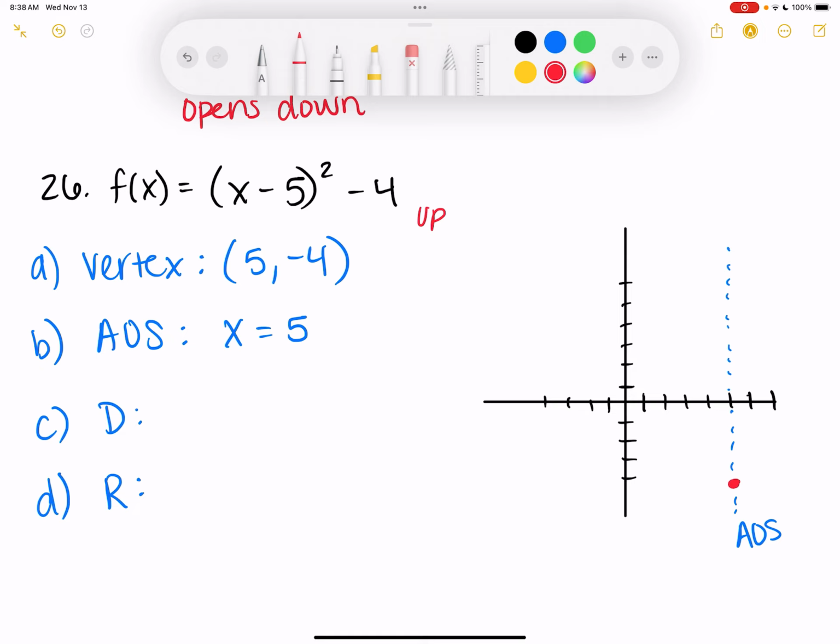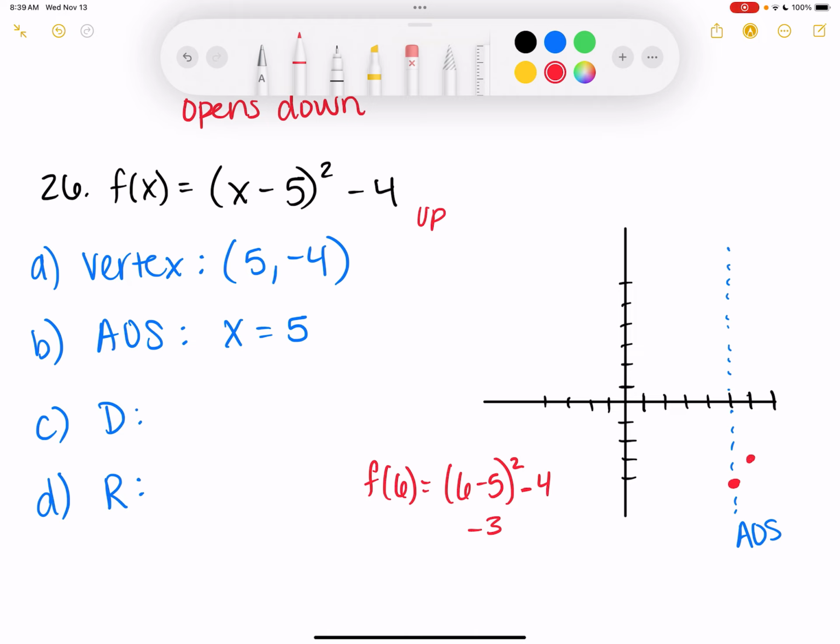Now, I need to pick another point to see what happens on either side. When we get this far away, and especially in this particular form, I usually pick a point that's just 1 away from it. So since this is 5, I would do 6 here. So if I plugged in 6 to this equation, so if I did f of 6, I would have 6 minus 5 squared minus 4. And what would I get if I did that? -3. So that means at 6, I have a point at -3.